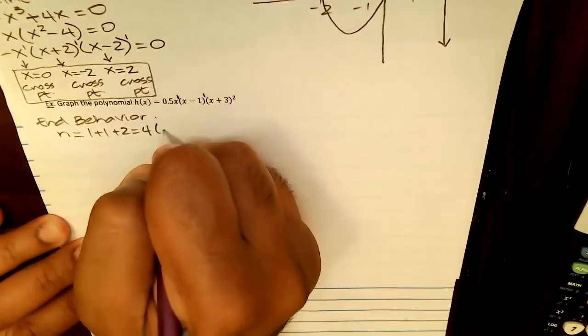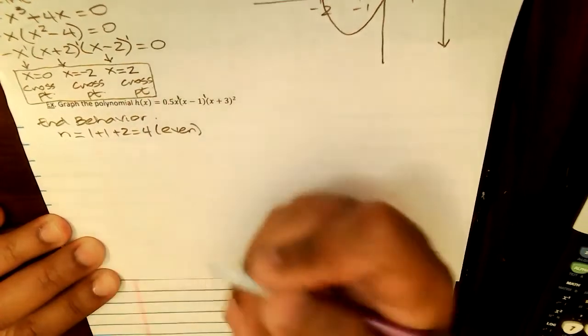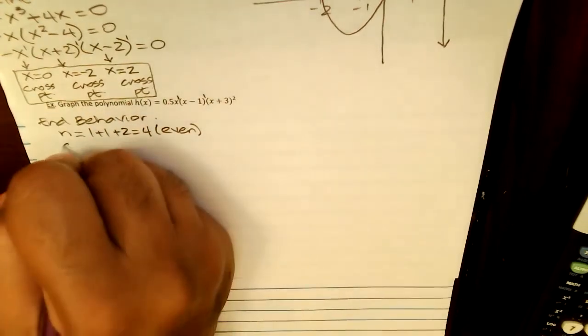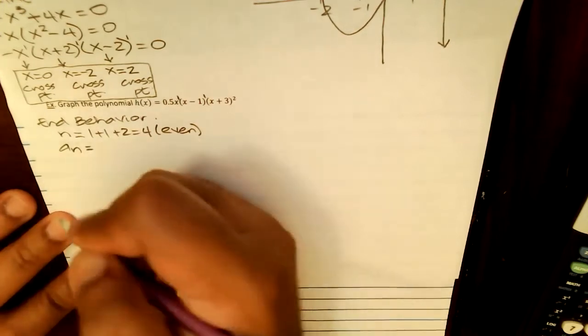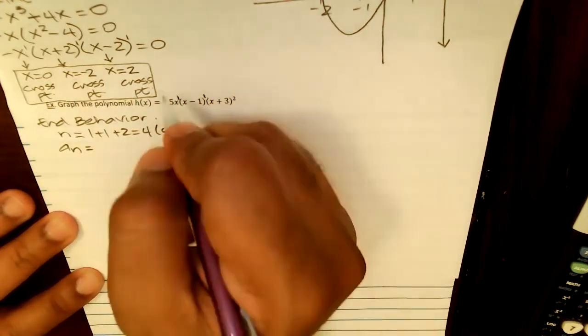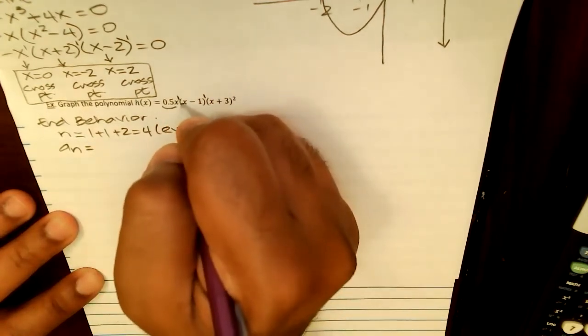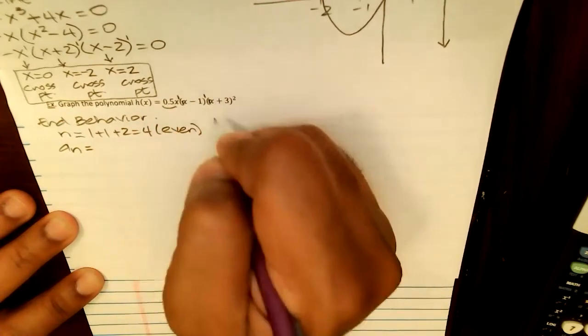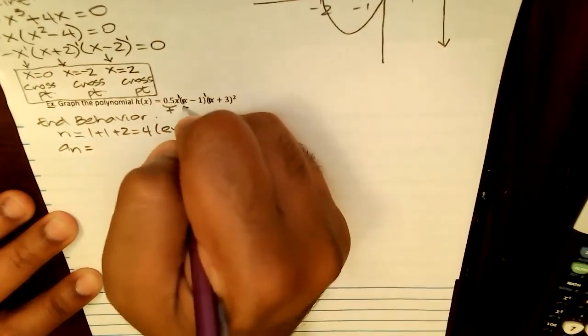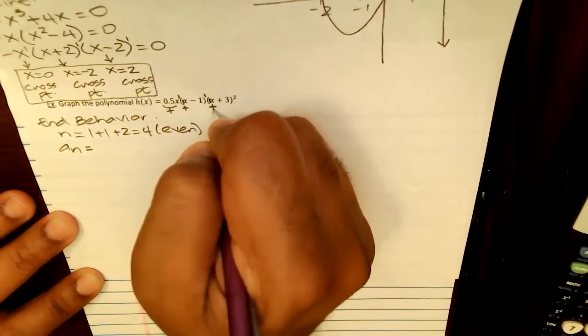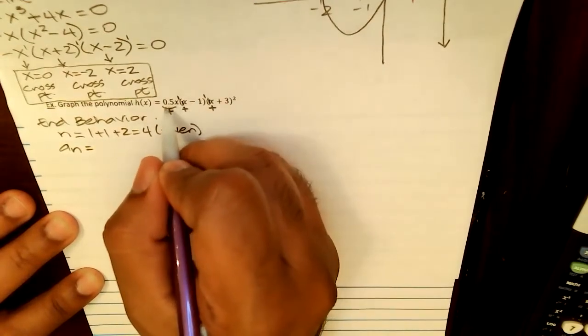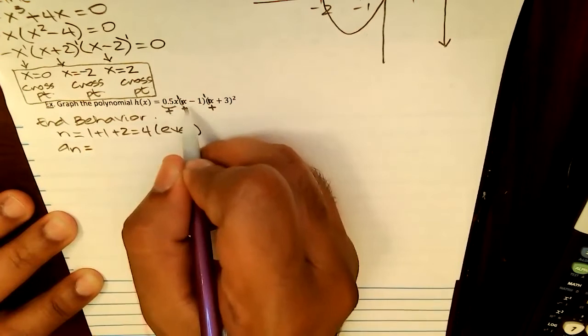That's going to give me 4, which is an even number. And then to figure out the sign, we're going to look at the coefficients. The coefficients are the numbers that are in front of my x. We are going to see whether they are positive or negative numbers. So for the first one, I had 0.5x. 0.5 is a positive number in front.